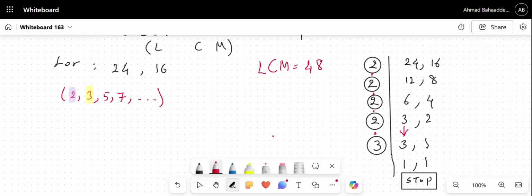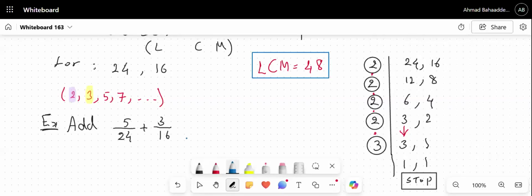That's the idea. Now let's say that 24 and 16 come as the denominators of two fractions. Let's take an example where I add 5 divided by 24 plus 3 divided by 16. We know that the least common multiple, guys, is 48.